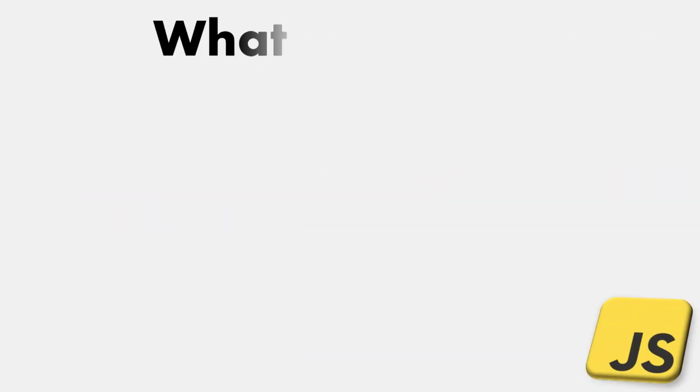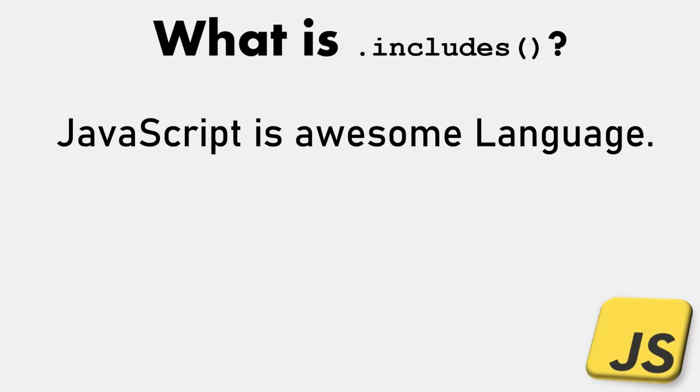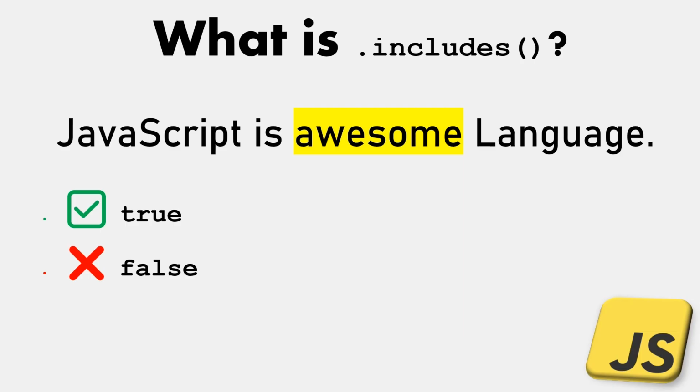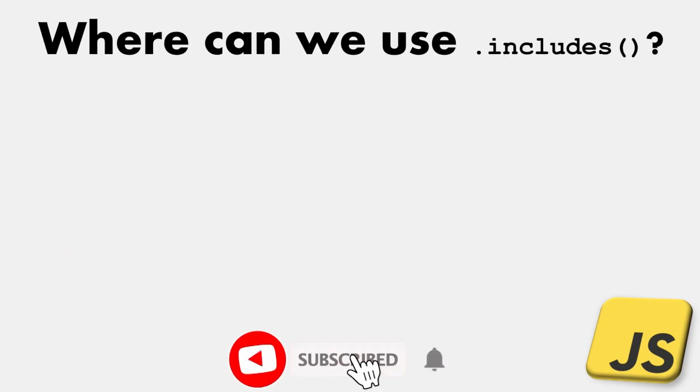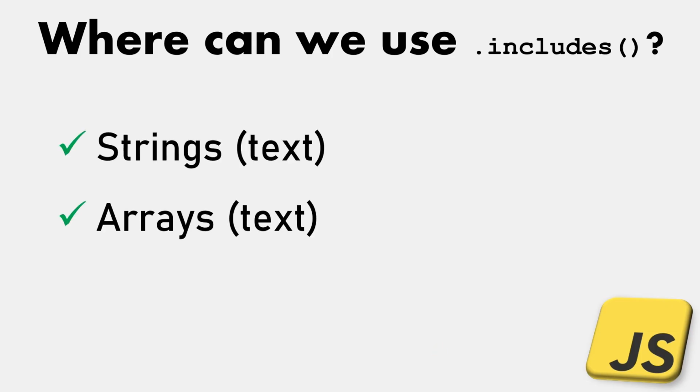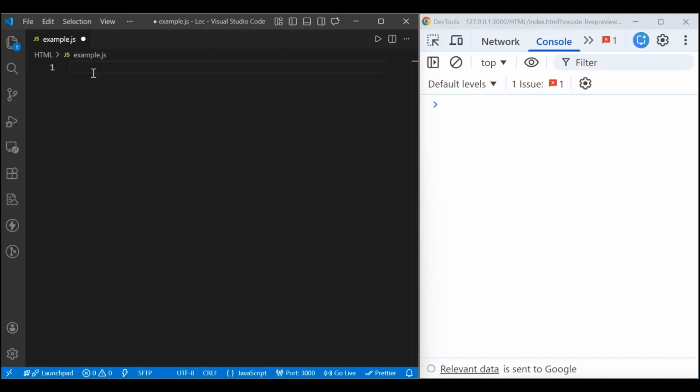What is .includes? The .includes method is used to check if something exists. It answers only one question: is this thing present or not? And the answer is always true or false. Where can we use .includes? We can use .includes with strings and arrays. Let's start with strings because they're easier.